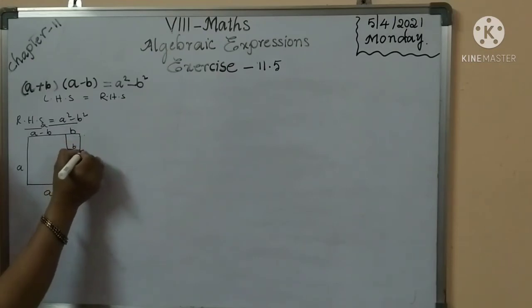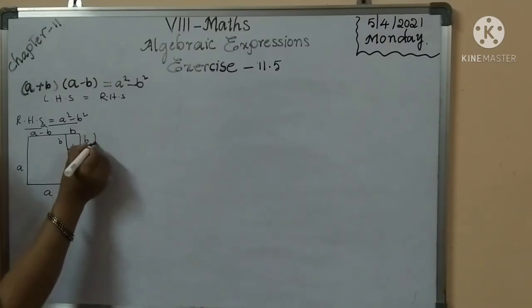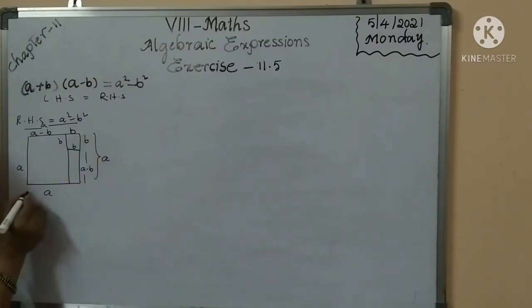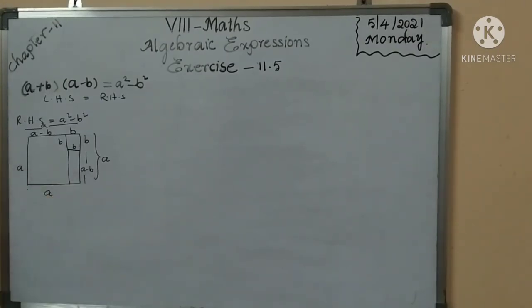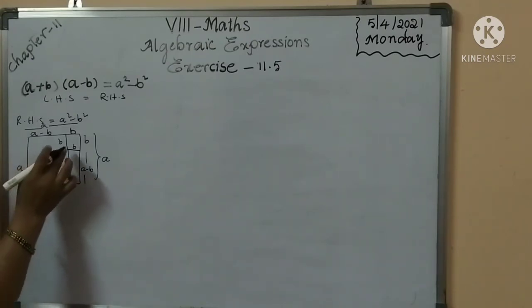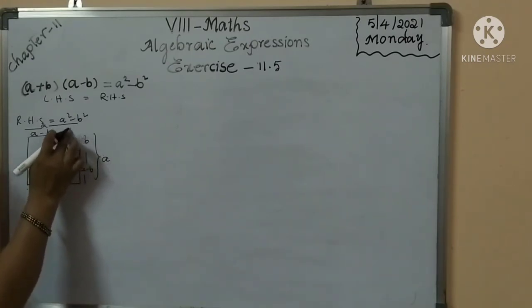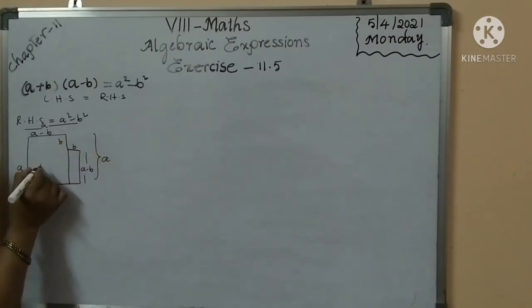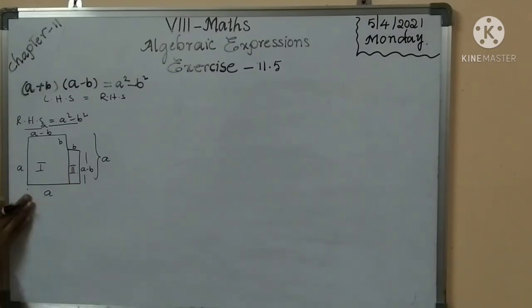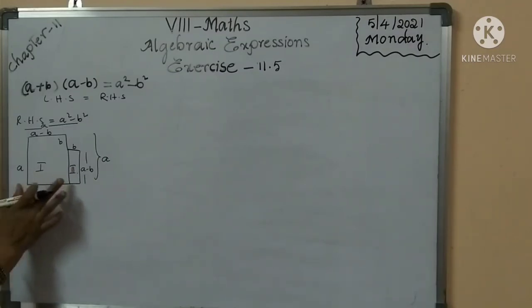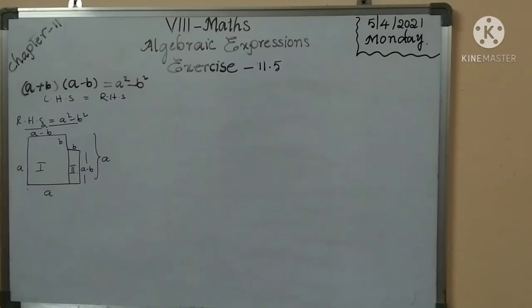So it is b. Then from here to here the distance is a minus b. The total distance is a. Here we remove the part, so the total remove part is a minus b. Here it is the first region and it is the second region. Finally we get a diagram with the first region and second region. Understand? So what is a square minus b square?